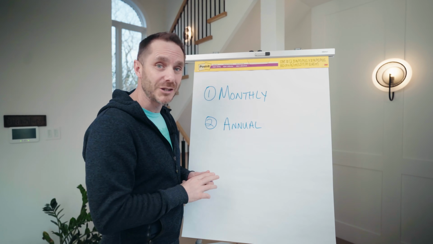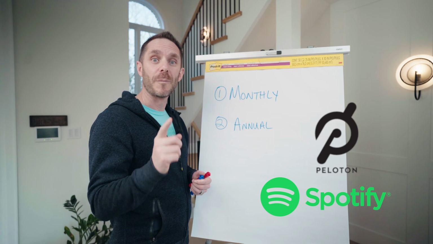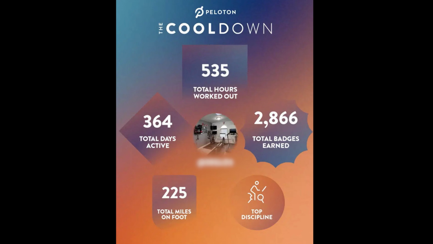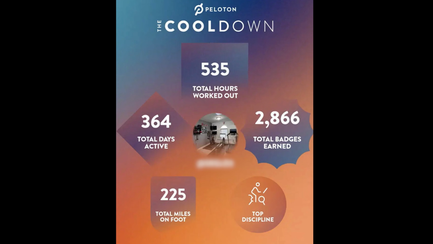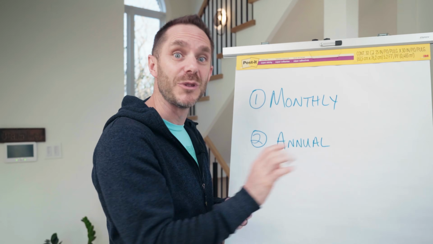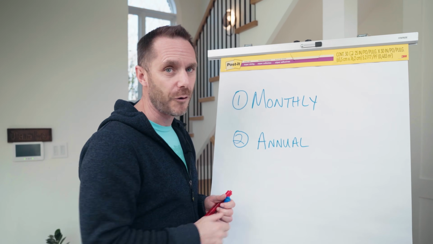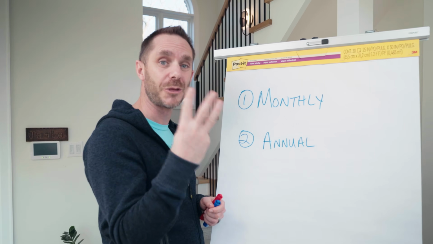You know who does a great job of this? Spotify or Peloton, because they do those wrapped where they reflect back to you all the music that you've listened to over the years or all the classes that you've taken on the Peloton over the year. That's reflecting back to you the value you've received over the entire year. Very important for renewals. Okay, that brings us to the third one.